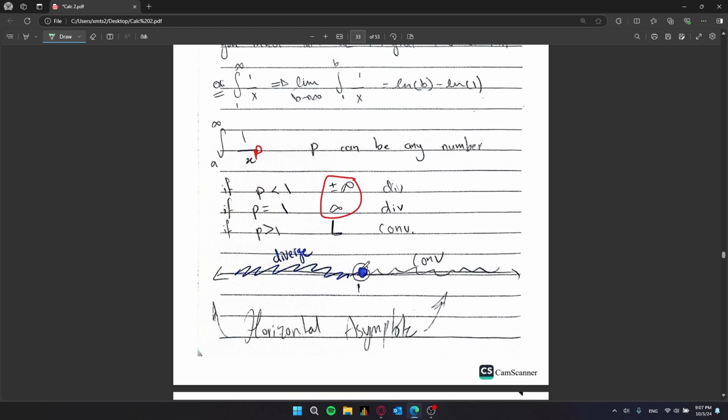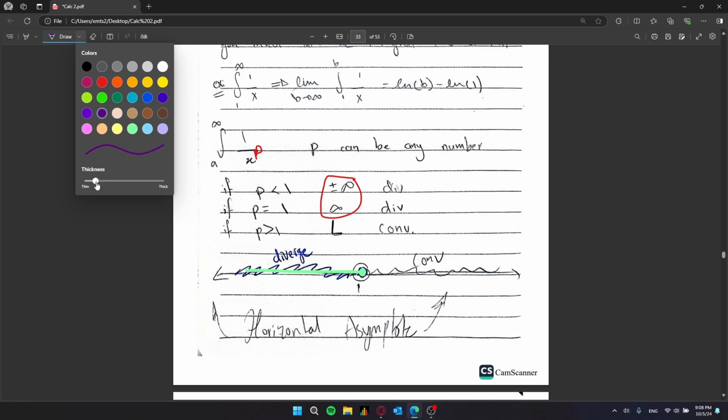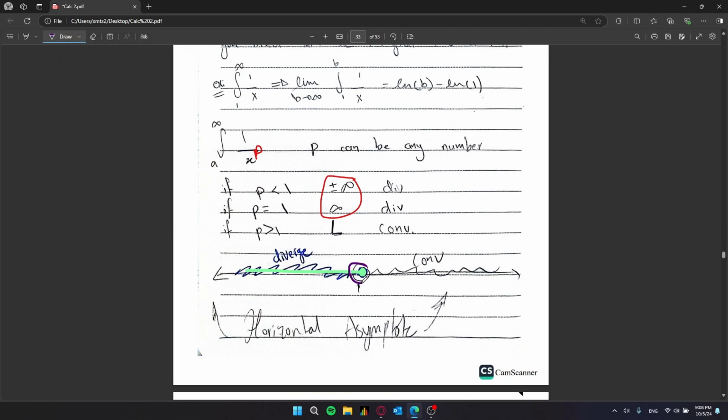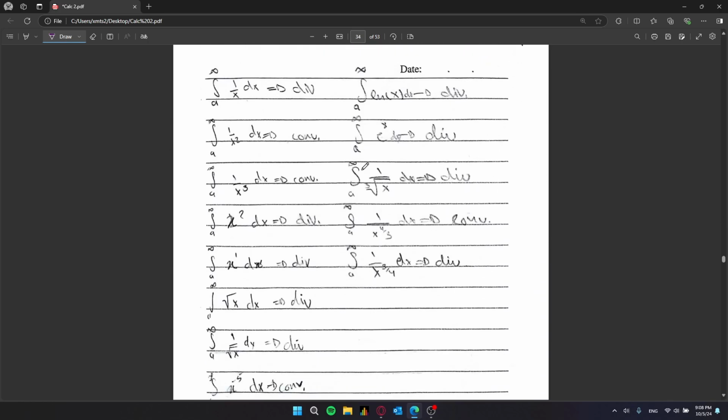So this is a small graph to know if the function or the integral is going to go to infinity or to a number. If it's going to infinity, i.e. it diverges. If it is equal to 1 or less than 1, it diverges. In other words, it goes to infinity. And if it is greater than 1, so not including 1, it's going to converge. Easy as that.